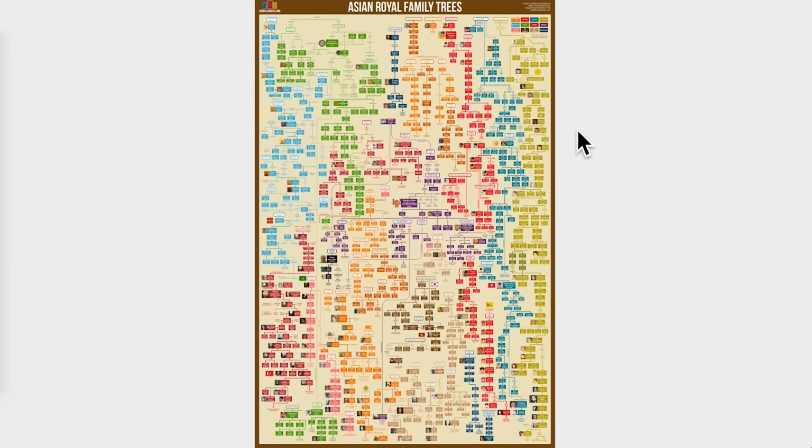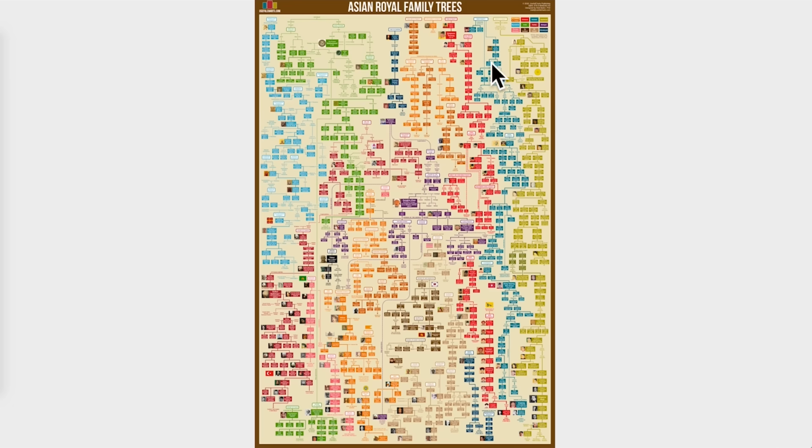Today I'm going to show you the family tree of Korean monarchs, starting with the kingdom of Shilla, continuing through the kingdoms of Goryeo and Chosun, and going all the way down to the 20th century empire of Korea. I'll be using my Asian royal family trees chart, which can be purchased as a poster from my website usefulcharts.com.